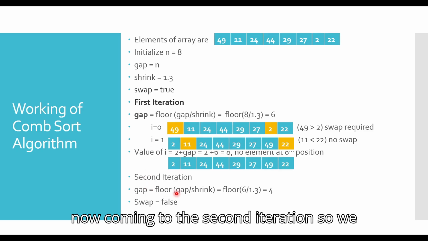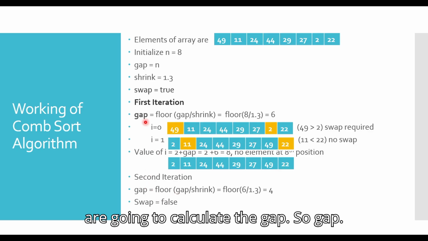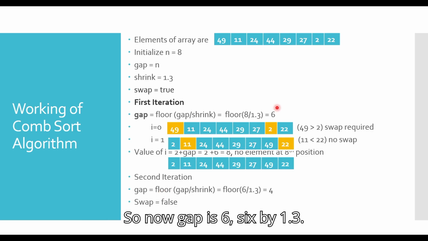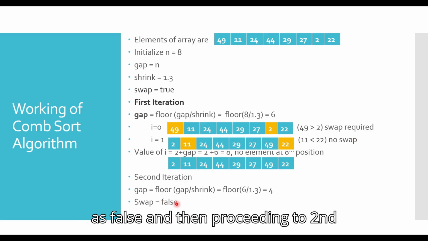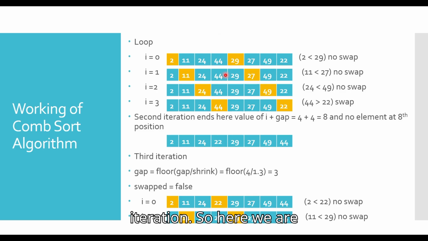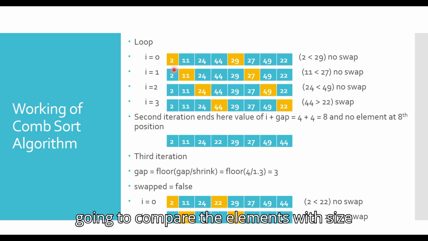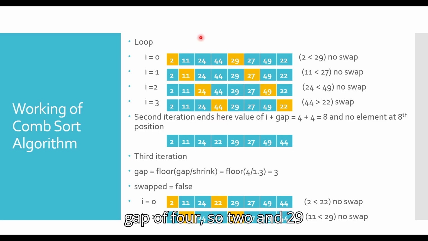Now coming to the second iteration, we calculate the gap. Now the gap is 6 by 1.3, so we get a gap of size 4. Since the last pass had a swap, we proceed to the second iteration. Here we compare the elements with a gap size of 4. So 2 and 29, no swapping is required, 11 and 27, no swapping is required, and 24 and 49, no swapping is required.